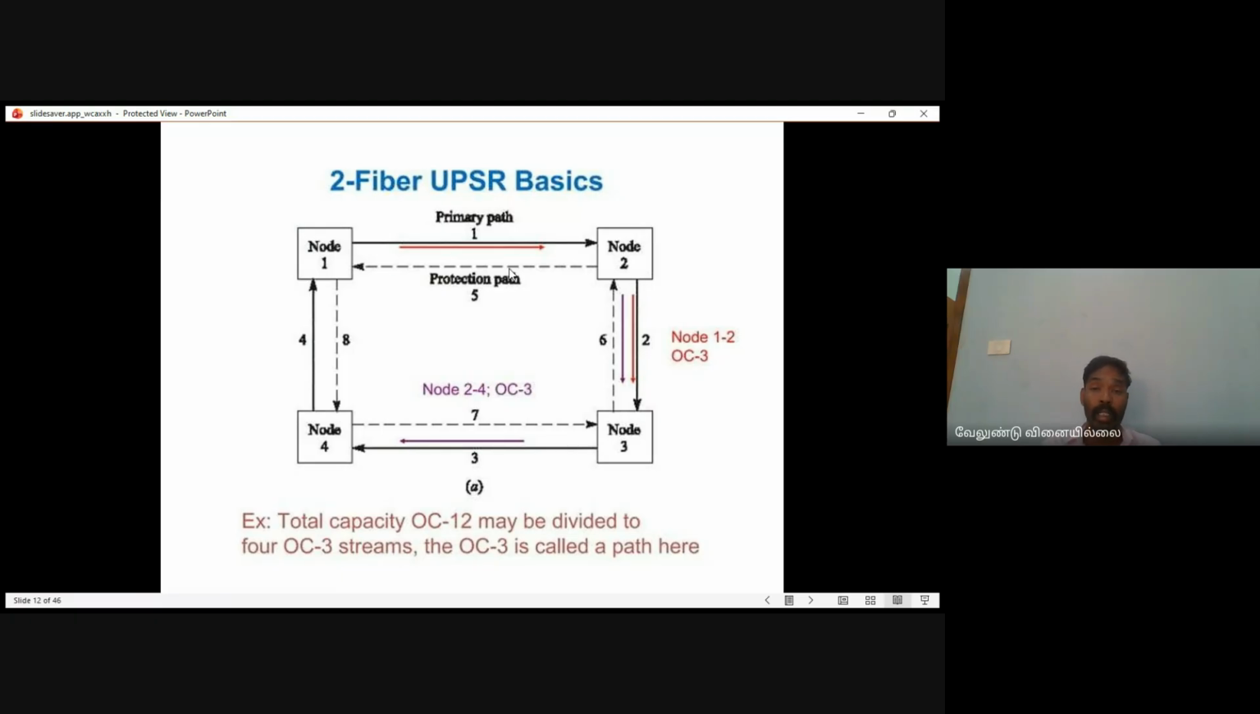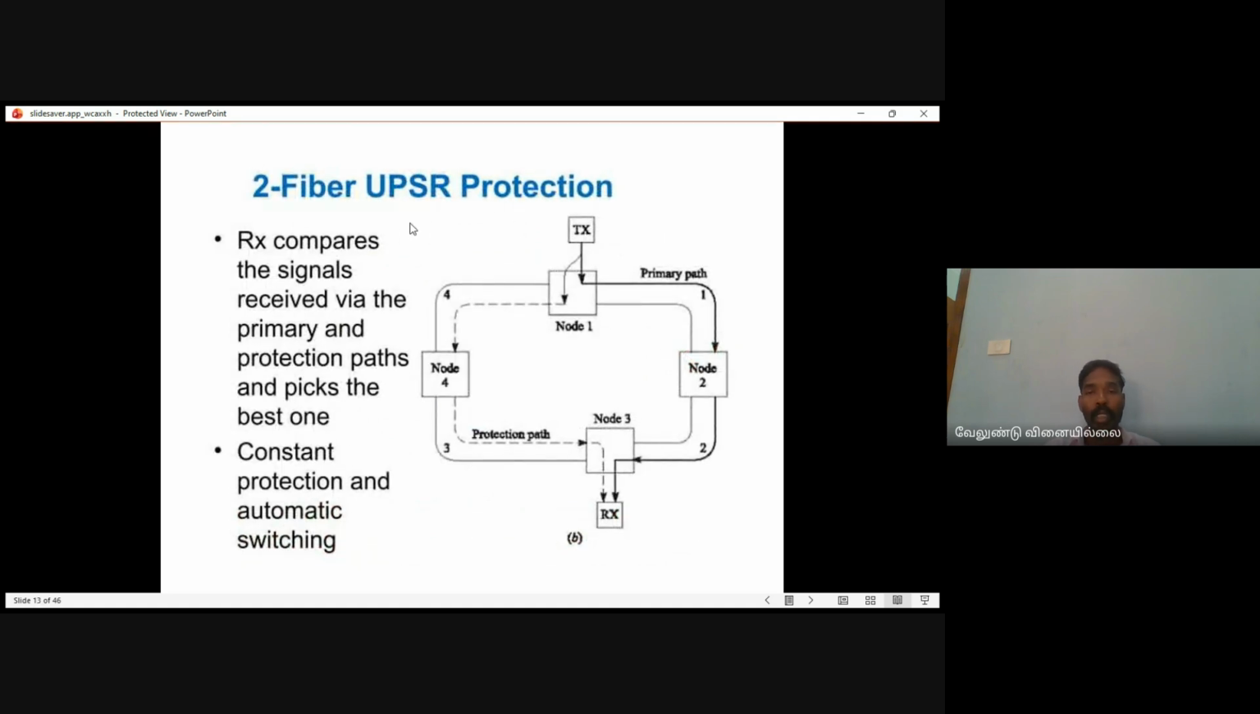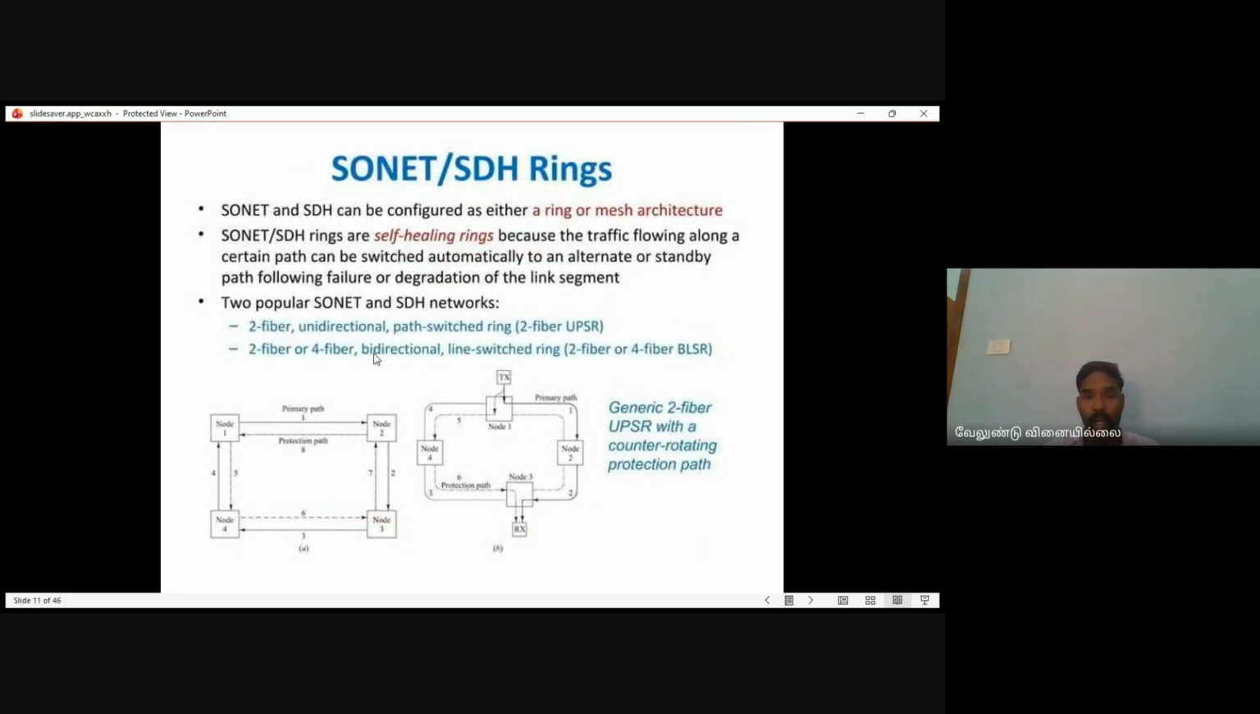So there is a path. So node 1 to 3 and 1 to 4 is also possible. This is the total capacity of optical cable with the OC3 and OC12. UPSR basics. This is the fiber optic UPSR protection. UPSR means unidirectional path switching ring. BLSR means bidirectional line switch ring.